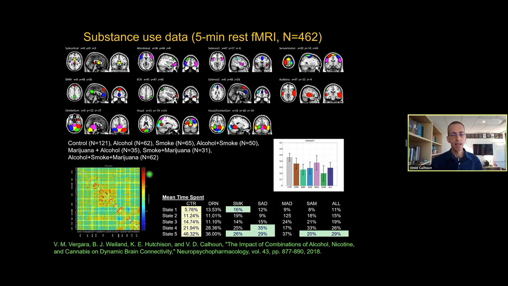And then the last example is a broad case of substance use data. We divided this data into multiple groups: controls, individuals that are only alcohol users, smokers, combined alcohol and smoking, etc. We find some really interesting patterns occurring. For example, if we look at these states, state 5 is broadly different, almost barely in the marijuana group across all the different substance use categories. State 1 is more specific to smoking, for example.